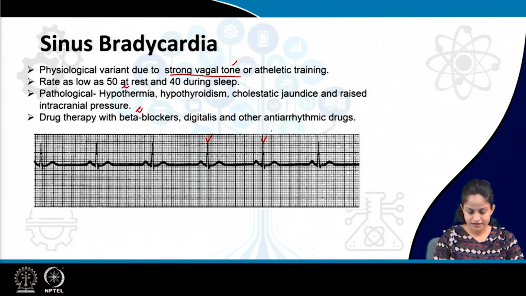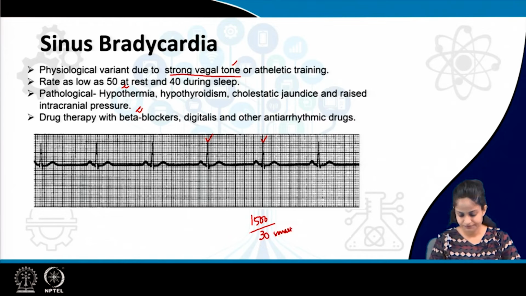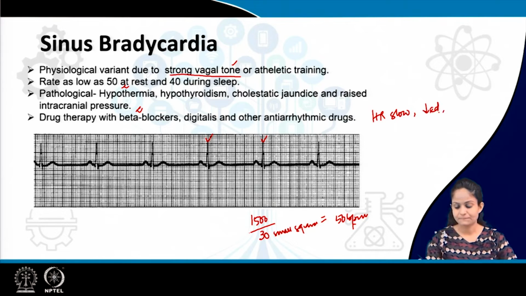So, here we can see, if we are asked to calculate the heart rate, we take any RR interval and we count the number of boxes. So, 1, 2, 3, 4, 5, 6 boxes are there. So, 1500 divided by 6 into 5, 30 small squares. This is the way which we usually calculate our heart rate for a regular rhythm. So, this is 50 beats per minute. So, what we observe over here is heart rate is slow, heart rate is decreased, but it is regular, it is not irregular. So, this is the condition which we see in case of sinus bradycardia.